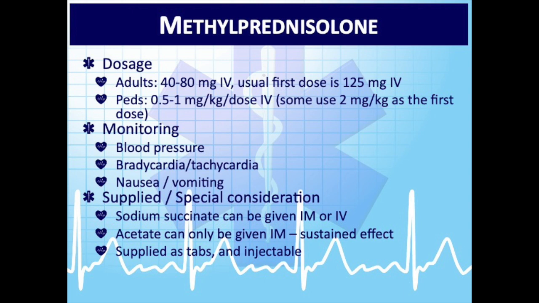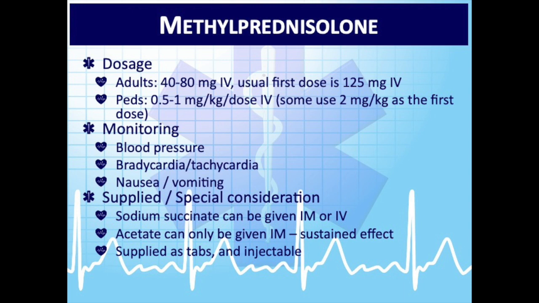Monitoring of patients, you always monitor for blood pressure. Not that common, but you can have some heart rate changes. Most of the time it's associated with whatever's going on with the patient, not specifically that you're giving them corticosteroids. Nausea, vomiting. Specifically, if they take it as an oral tablet, it can be really hard on the GI system itself. It can lead to vomiting in those patients.